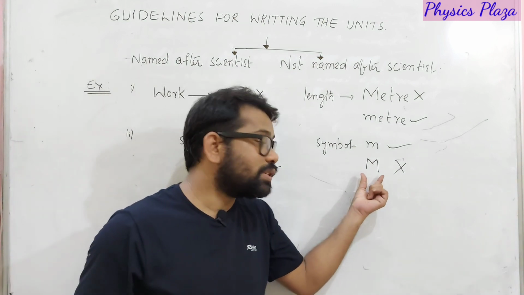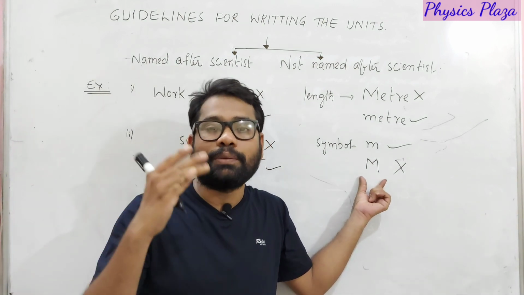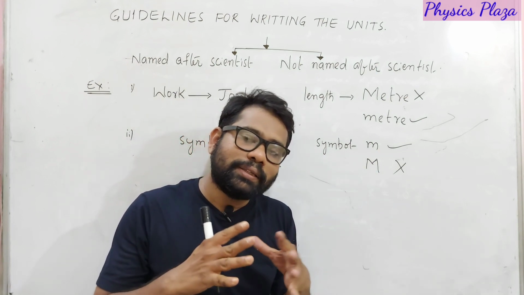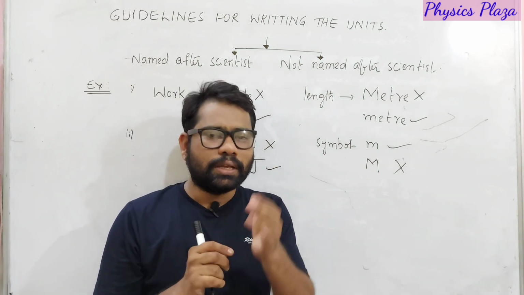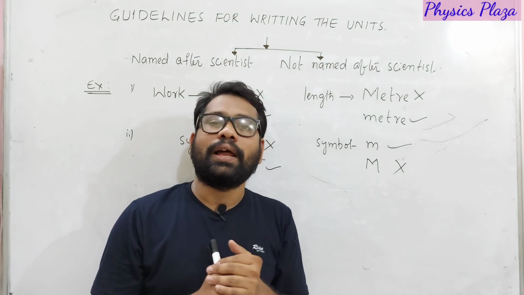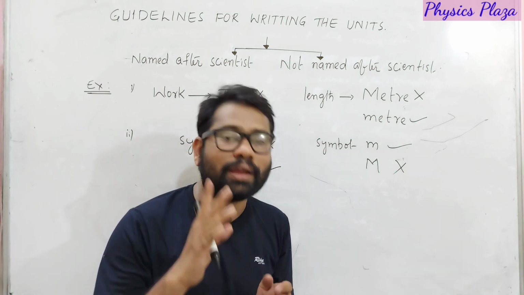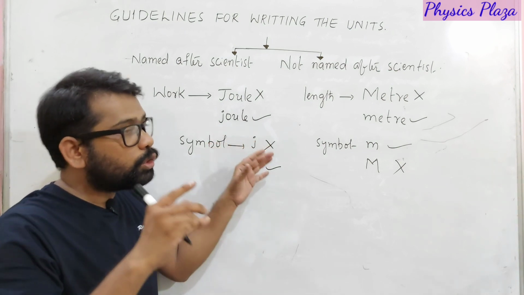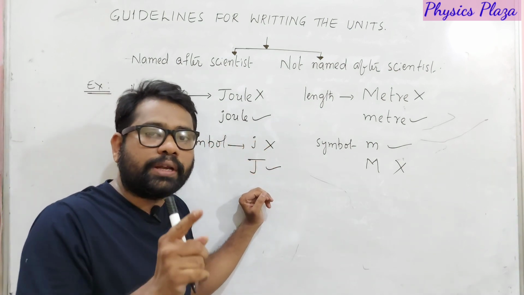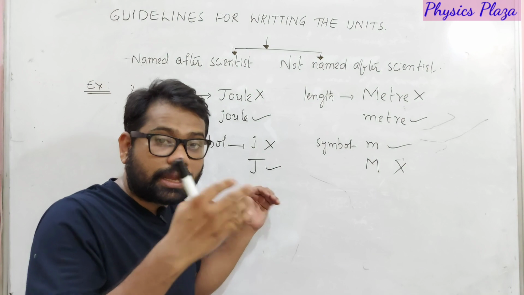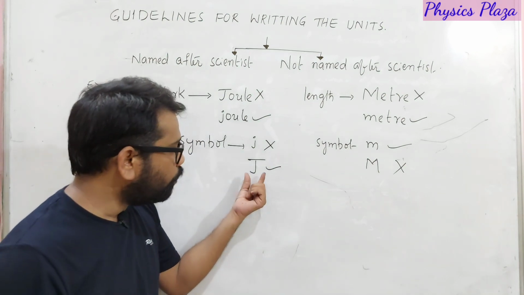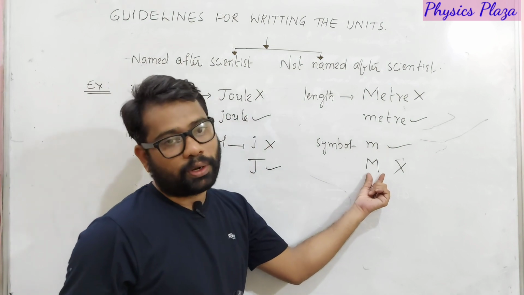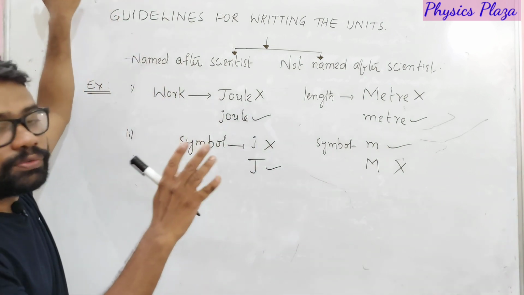Because here a capital M may be read as mega, which we learned in the prefixes. If we use a capital M as a symbol, again there will be confusion between the unit of length and the prefix called mega. So the important thing we have to notice is that when you want to write the symbol of a unit, if it is taken after a scientist's name, then go for a capital letter. If it is not a scientist's name, then go for a small letter. This is the first rule which we have to understand.